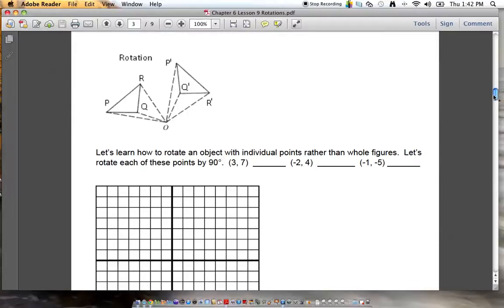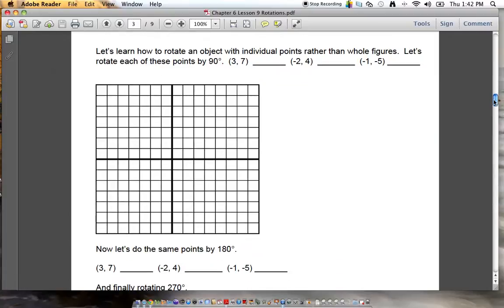Here's another picture of a rotation. We always begin with PQR and we go to the primes. We've done that now a couple of days. And you can see PQR rotating clockwise, turn into the P primes. Now, let's learn how to rotate on your paper. Everybody mark the point 3, 7.